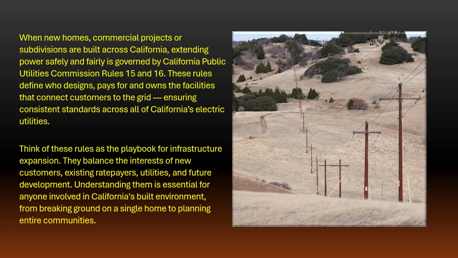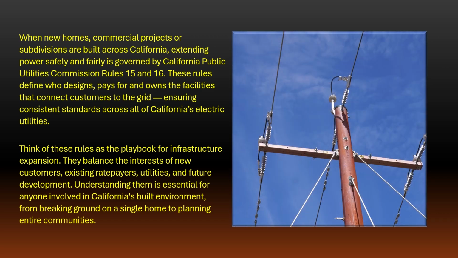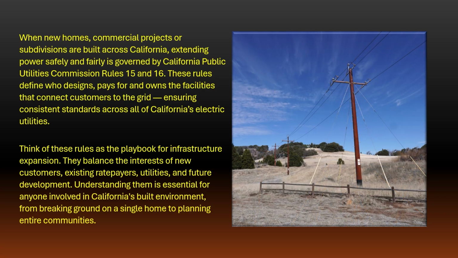When new homes, commercial projects, or subdivisions are built across California, extending power safely and fairly is governed by California Public Utilities Commission Rules 15 and 16. These rules define who designs, pays for, and owns the facilities that connect customers to the grid, ensuring consistent standards across all of California's electric utilities.